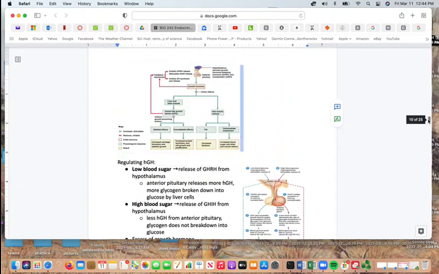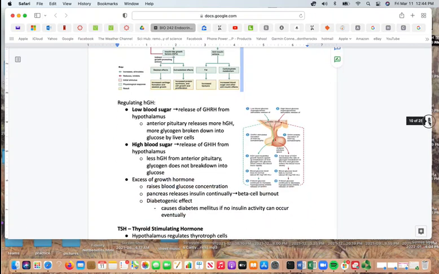So when we look at regulating human growth hormone, low blood sugar will trigger the release of growth hormone releasing hormone from the hypothalamus. This in turn is going to cause the anterior pituitary to release more human growth hormone that will lead to more glycogen breakdown. This will happen to give you more glucose from the liver cells. When you have blood sugar that is high, it's going to release growth hormone inhibiting hormone from the hypothalamus. So you'll have less human growth hormone, and the glycogen does not break down.